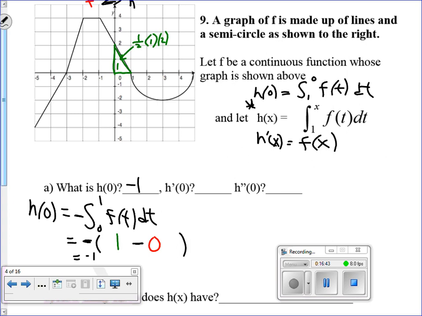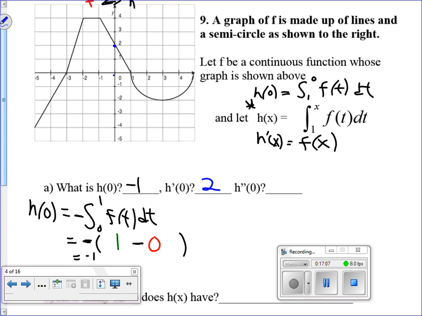To get h prime of a value, well, you're looking at the graph of h prime. So h prime of 0, we're just going to look at the graph. So h prime of 0 is the y-coordinate on the point of y equals h prime of x when x is 0. So that's just 2. Reading the graph.